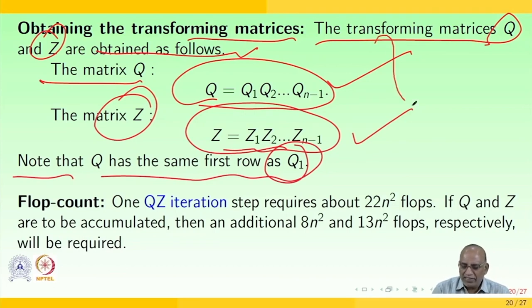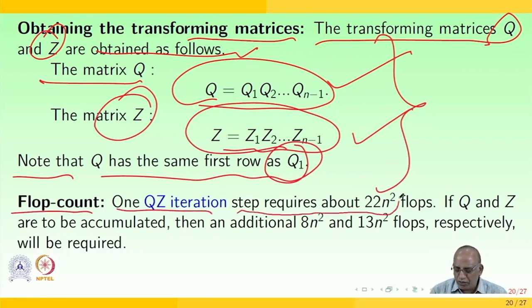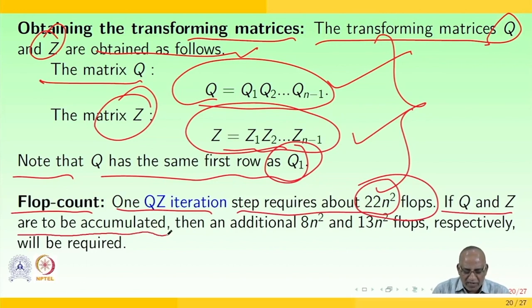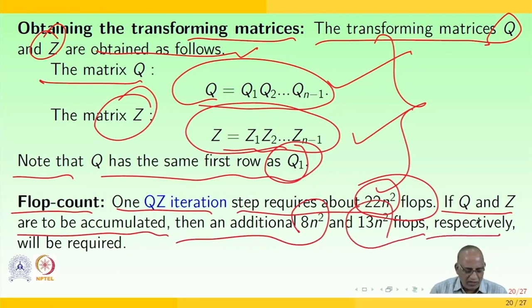So now it is interesting to see what the flop count is. One QZ iteration step requires about 22 n square flops. If Q and Z are to be accumulated, then an additional 8 n square and 13 n square flops respectively will be required.